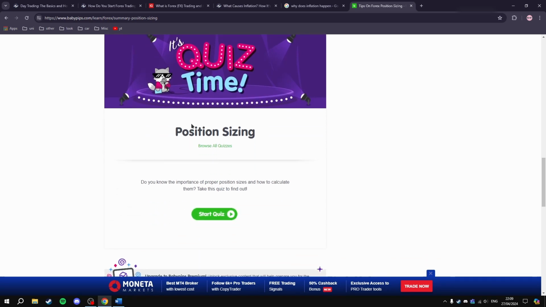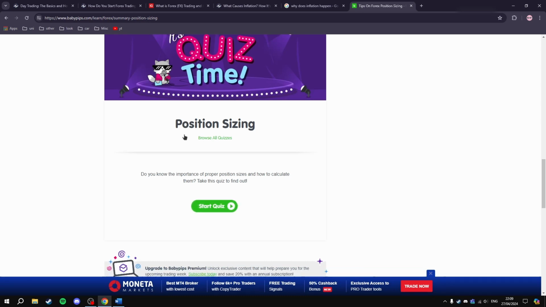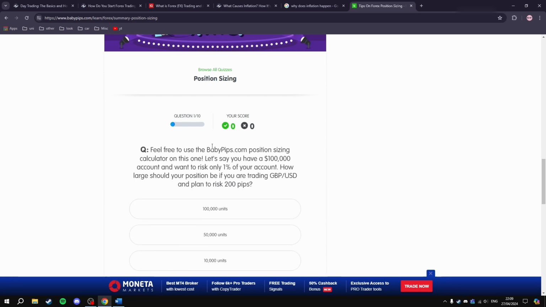Quiz time, position sizing. Do you know the importance of proper position sizes and how to calculate them? Take this quiz to find out. Feel free to use the babypips.com position sizing calculator on this one. Let's say you have a $100,000 account and want to risk only 1% of your account. How large should your position be if you are trading GBP USD and plan to risk 200 pips?